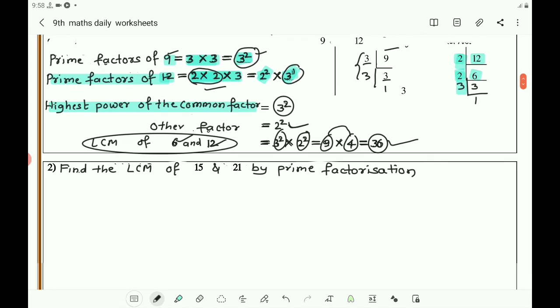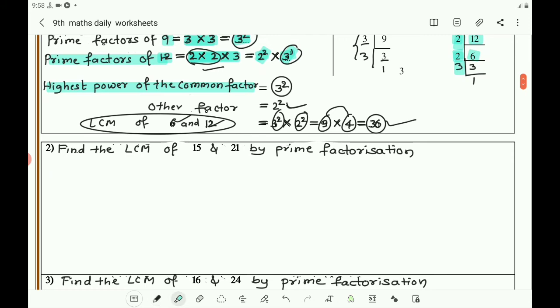By using the same method, find the LCM of 15 and 21 by the prime factorization method. Here, what you have to do? First, take 15 and find the prime factors of 15. You know that it is 3 into 5. And take the prime factors of 21. You know that it is 3 into 7. And which is a common factor? The common factor is 3, and the highest power is 1. So you take 3, and the remaining factors are 5 here and 7 here.